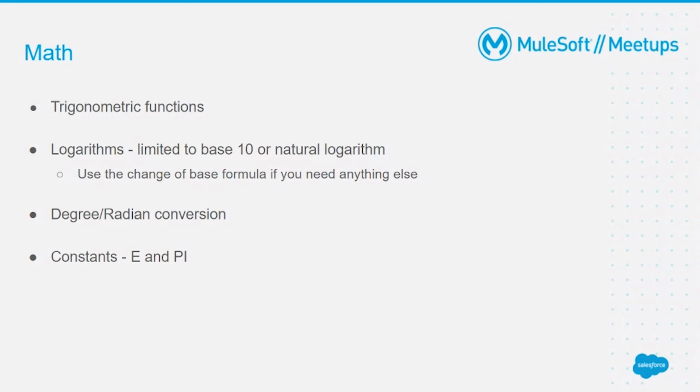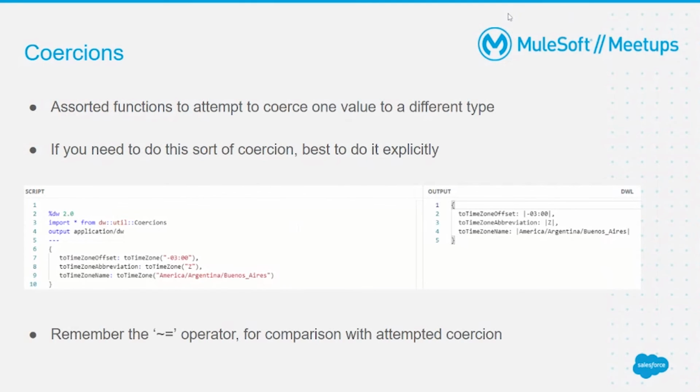instances. I haven't found myself doing a lot of math with DataWeave, but it's certainly better than having to call out to Java in the rare cases where it does come up. The other module is the Coercions module, which is the set of about 20 different functions that will attempt to coerce one value to a different type. And it's all the ones you might expect it to be, and they work pretty much exactly like you would expect, converting the string false into the Boolean value false, converting time zone strings into time zone values.